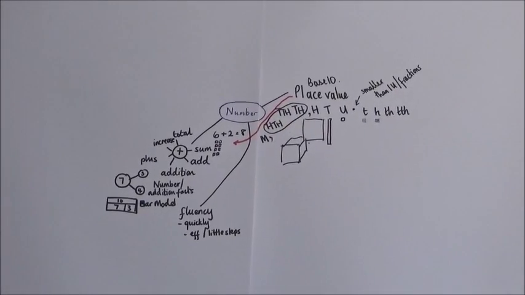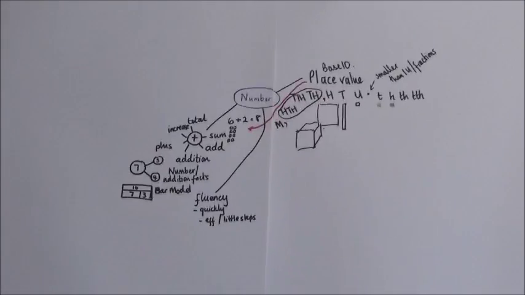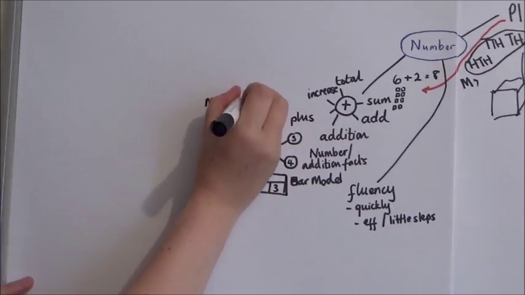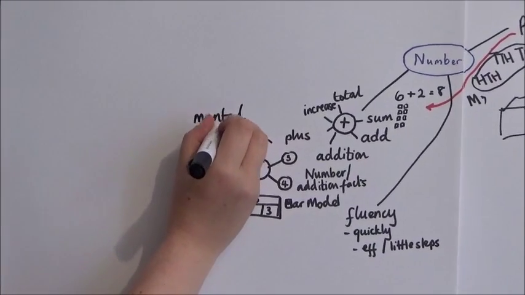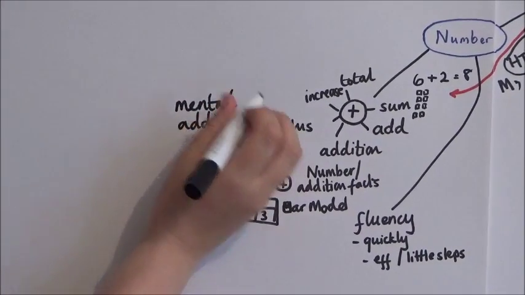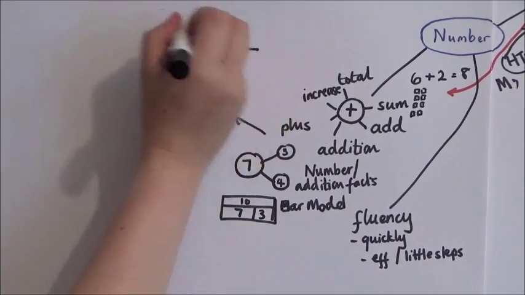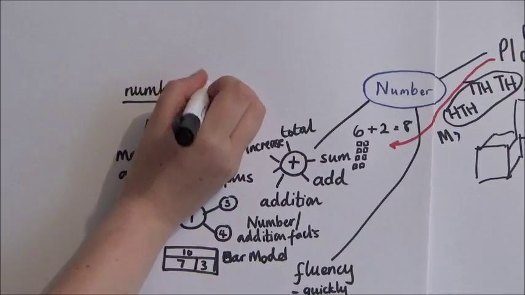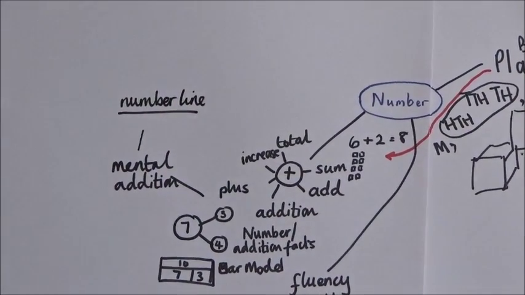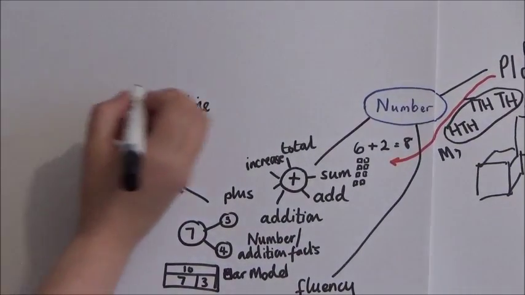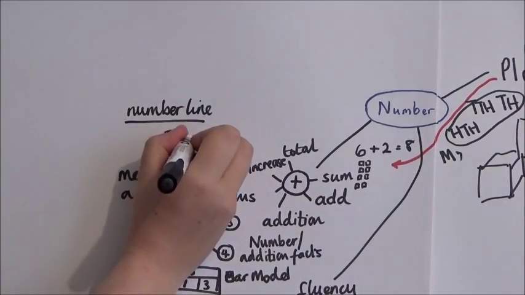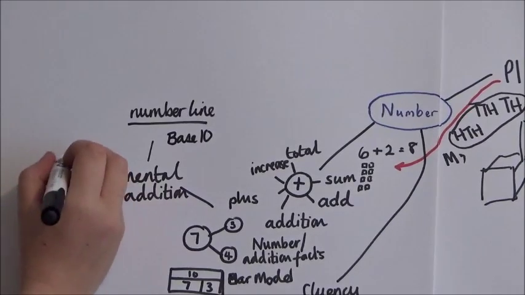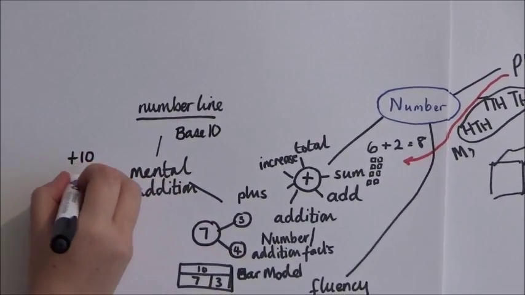So we're going to add our new learning to our number mind map. We've been looking at mental addition. We were using a number line to show what was going on inside our heads when we were doing it mentally. We were also using base 10 to show what that actually meant. We were adding the tens, we were adding the units.